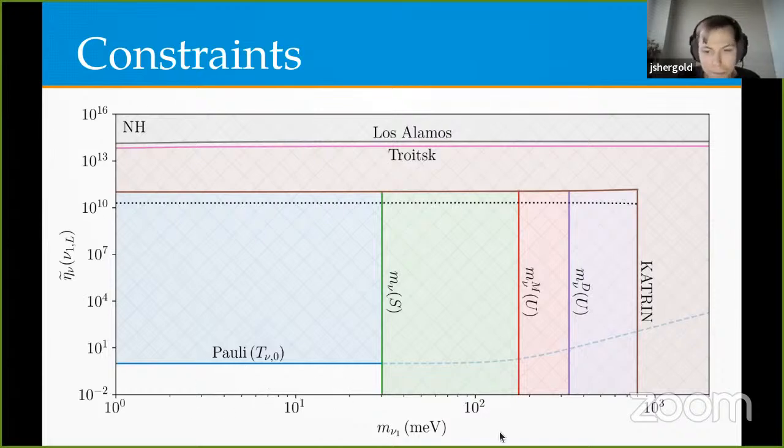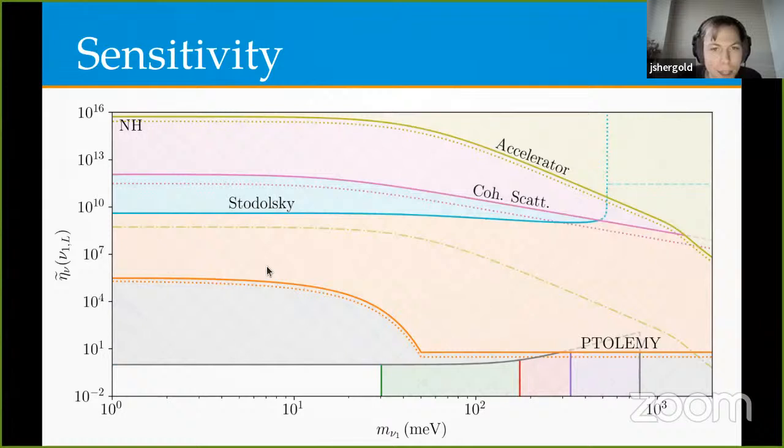So on top of that, now I want to overlay the sensitivity of the experiments that I've discussed so far. In orange, we've got the PTOLEMY proposal. I want to add, by the way, that the solid lines here are for Dirac neutrinos and the dotted lines are for Majorana neutrinos. The PTOLEMY proposal is very, very sensitive down to its energy resolution of about 0.05 electron volts or so, at which point the sensitivity becomes very bad. But above this, it's pretty much sensitive to order 1 overdensities.